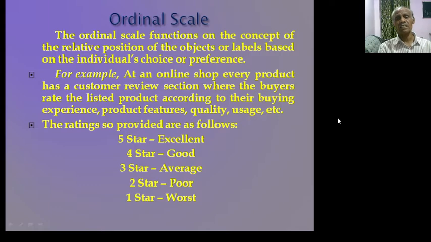Now the ordinal scale. The second scale is the ordinal scale. The ordinal scale functions on the concept of the relative position of the objects or labels based on the individual's choice or preference. What is this? The ordinal scale functions on the concept of the relative position of the objects or labels based on the individual's choice or preference.